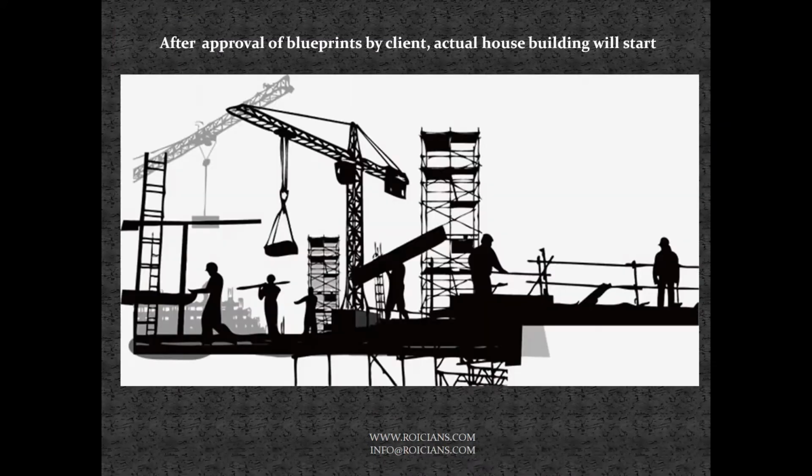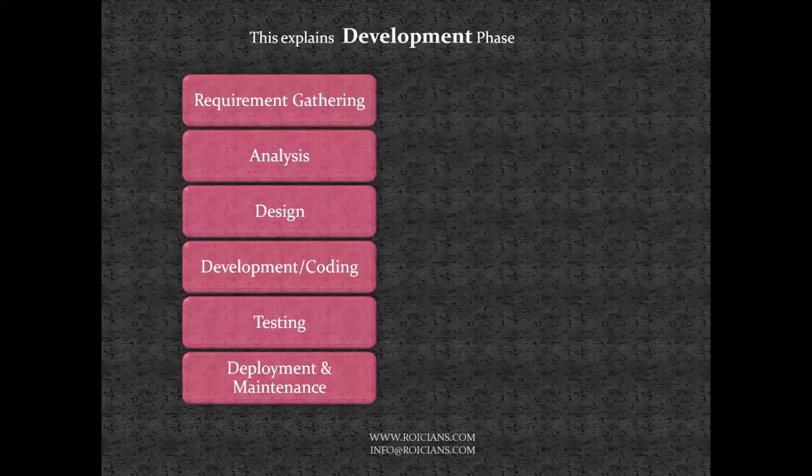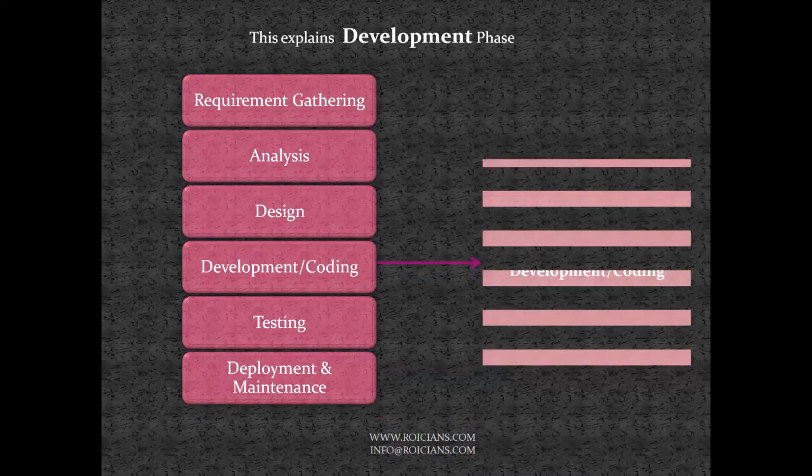So next phase will be the development phase. Guys, once the approval of the blueprint is done by the client, actual house building will start. The team will start building the house. They will take the designs of the house and the requirements of the client and start making the house according to the client's requirements and the designs produced by the designer. This was the development, or we can say coding, phase.